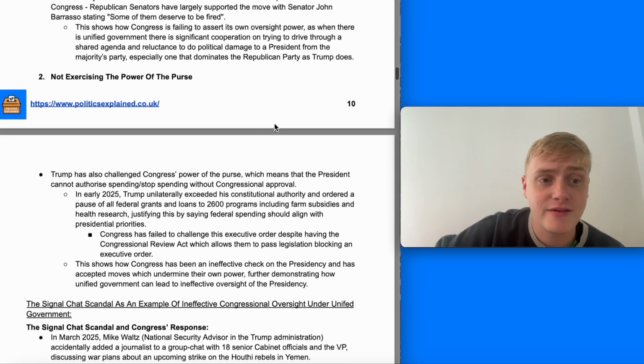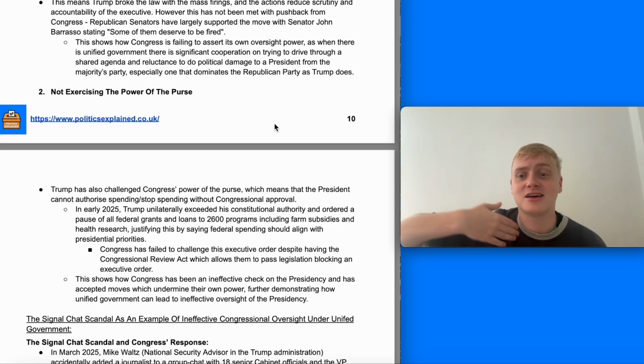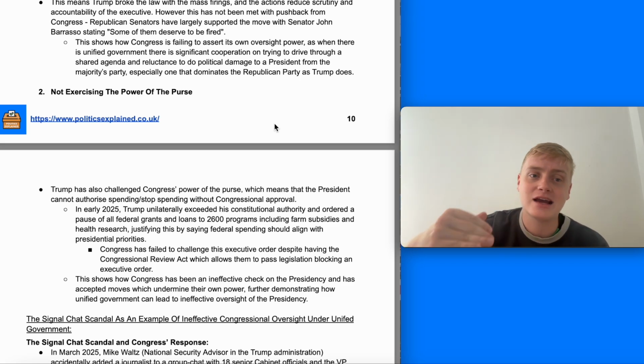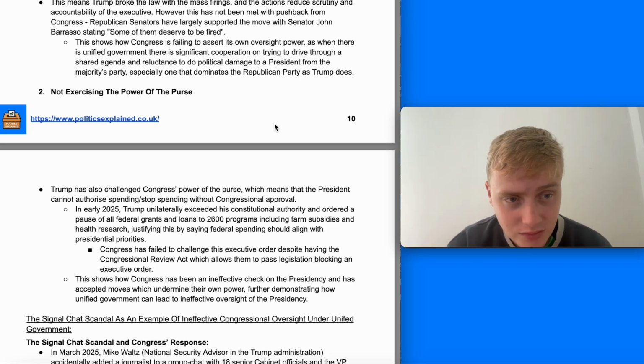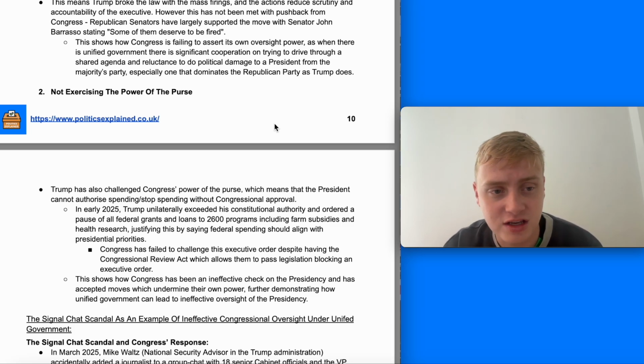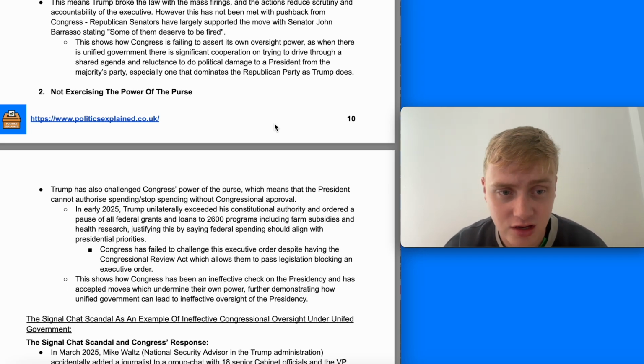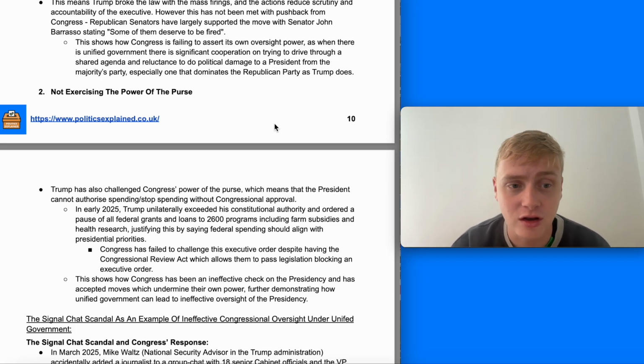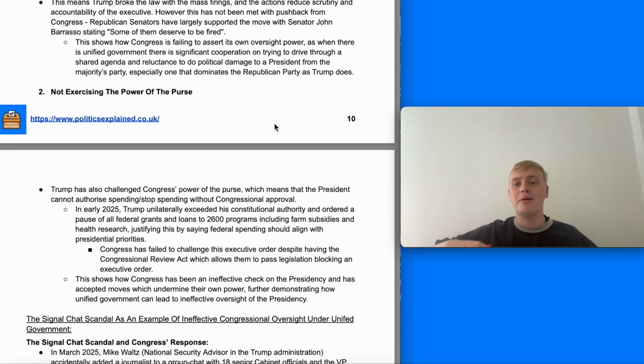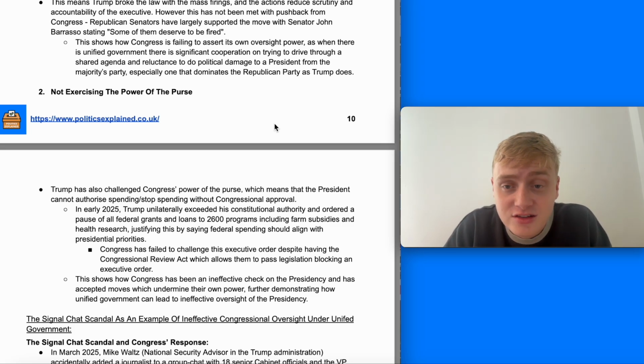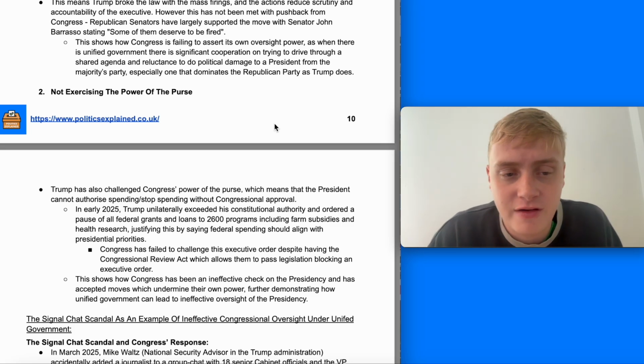Crucially, it was also seen in the fact that Congress hasn't exercised its power of the purse, which is again one of the key checks on the president. And Trump challenged Congress's power of the purse in early 2025 when he unilaterally exceeded his constitutional authority and ordered a pause of all federal grants and loans to 2,600 programs, including farm subsidies and health research. And he justified this by saying federal spending should align with presidential priorities. It was also part of this DOGE agenda led by Elon Musk to try and cut the size of the government and cut federal spending.